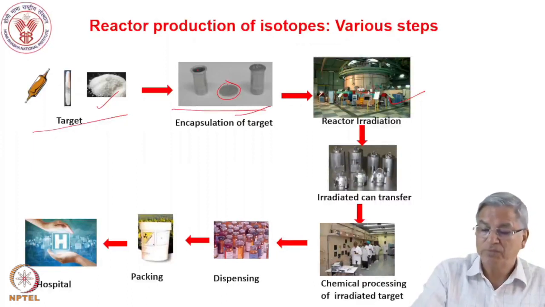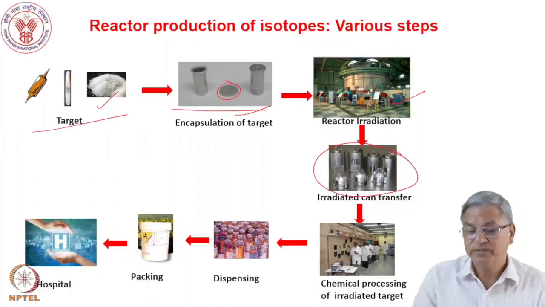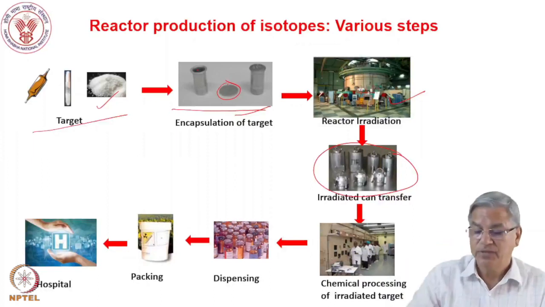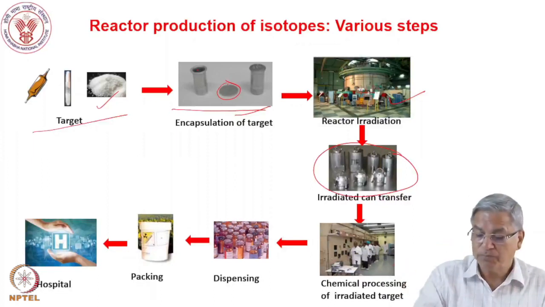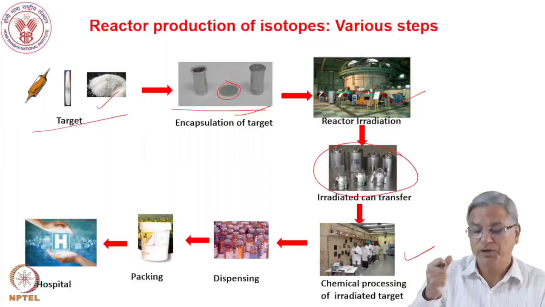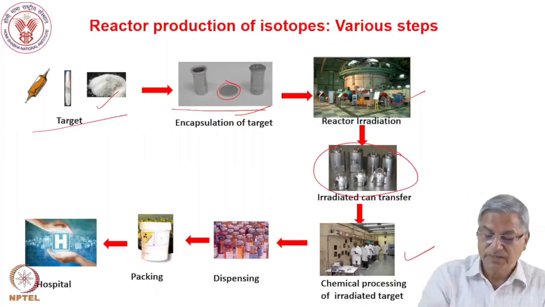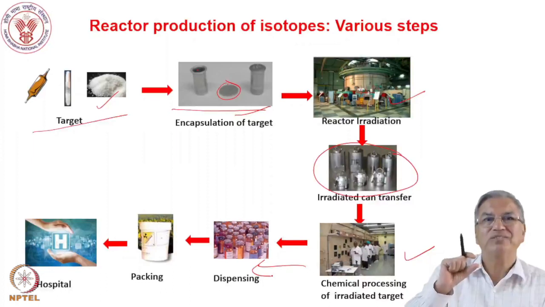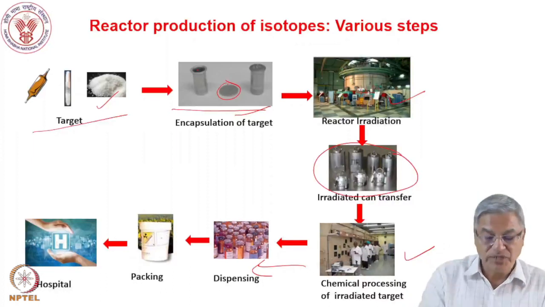And then after this, you bring in the sealed casks from the reactor, stainless steel or lead pots. Then they have to be transported to the processing laboratory where the people are now doing operations in the hot cell to separate the particular isotope of interest. They are then dispensed. You can bring it in vials, properly capping them so that there is no leakage. There has to be a quality check.